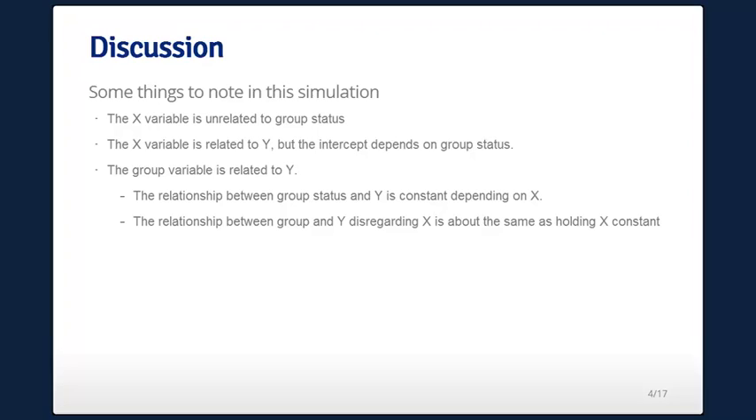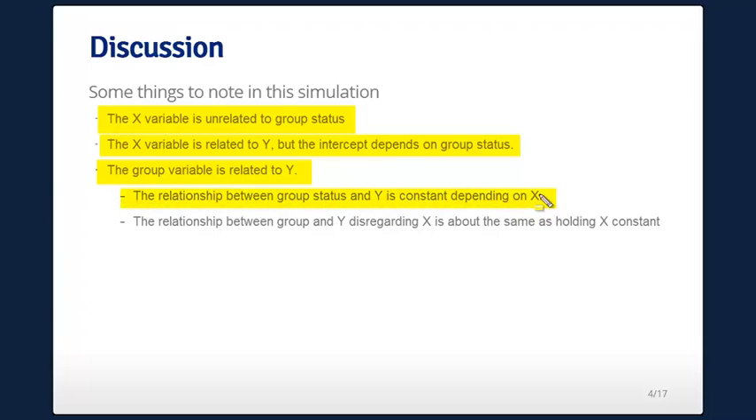So some things to note about this simulation. The X variable is unrelated to group status. It's uncorrelated with group status, right? It was just a bunch of uniform numbers. The X variable is related to Y, and the intercept depends on group status, right? We had two separate lines. And of course, in this case, the group variable is related to Y, and we have a meaningful treatment effect. The effect of group status on Y is constant depending on X. That means the two lines are parallel, and that's reiterated in this last point right there.